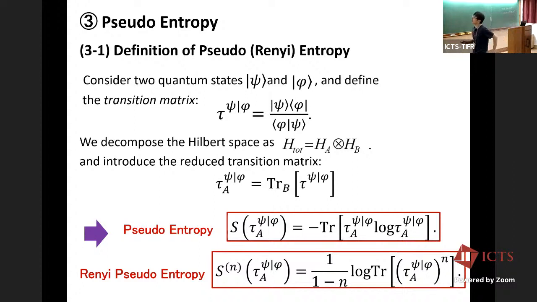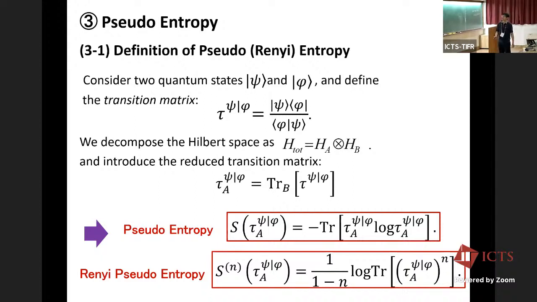Now we decompose the Hilbert space into H_A times H_B as usual. Then we introduce the reduced transition matrix, tracing out B. But the point is that this is not Hermitian, so it is going away from the usual definition of entanglement entropy. Nevertheless, let's define the pseudo entropy in terms of just minus tau log tau. This looks like von Neumann entropy, but tau is not Hermitian. That is the reason we put "pseudo". It's not exactly the usual entropy.